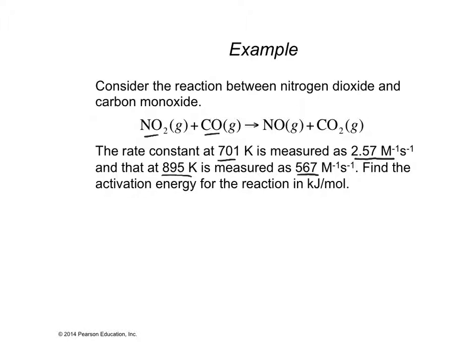So I'm going to go ahead, because I like to keep track of everything. I have my T1 is equal to 701 Kelvin, and that correlates to a rate constant equal to 2.57 molar inverse second inverse. And then I have T2 equal to 895 Kelvin. Again, this is a rate constant of 567 molar inverse seconds inverse.